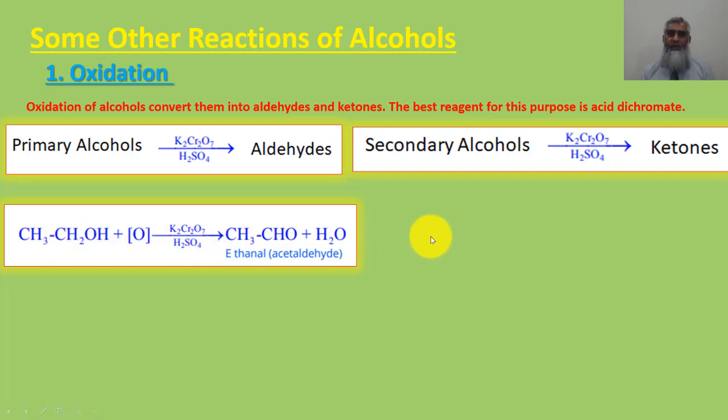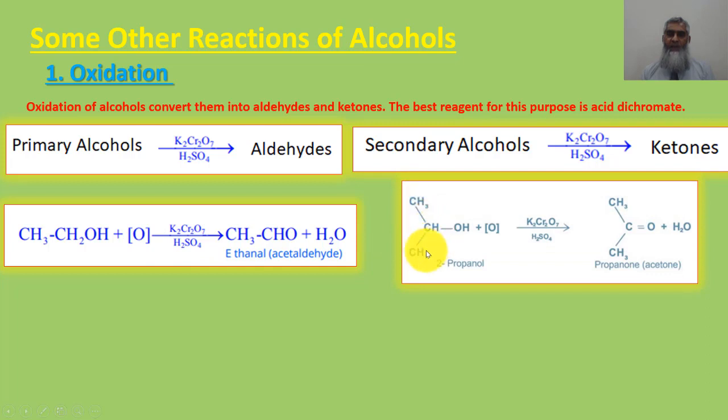Let me take an example of a secondary alcohol. Isopropyl alcohol, or IUPAC name 2-propanol. This is a secondary alcohol. Upon oxidation by acid dichromate, it will oxidize to produce a ketone. 3 carbon atom alcohol will produce 3 carbon atom ketone, propanone, commonly known as acetone. The secondary carbon atom will oxidize to produce a ketonic group, and the primary carbon atom will oxidize to produce an aldehydic group.